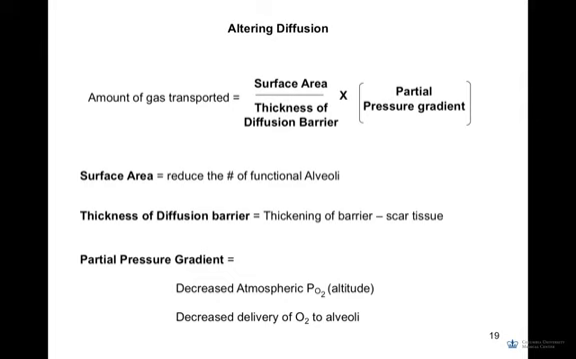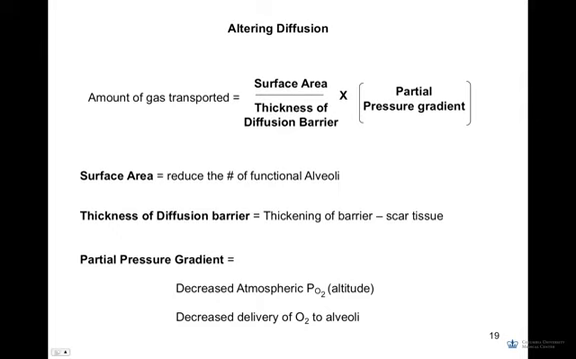Okay. And then there are some pulmonary disorders and also situations where the partial pressure gradient gets compromised. So for example, individuals who are in extreme altitudes are breathing in air with a lower atmospheric pressure, right? A lower total atmospheric pressure, which is also going to cause the PO2, or the partial pressure of oxygen, to be lower. Okay? So if you're breathing in air with a lower PO2, you're delivering less oxygen to your alveoli, and you're compromising this partial pressure gradient.